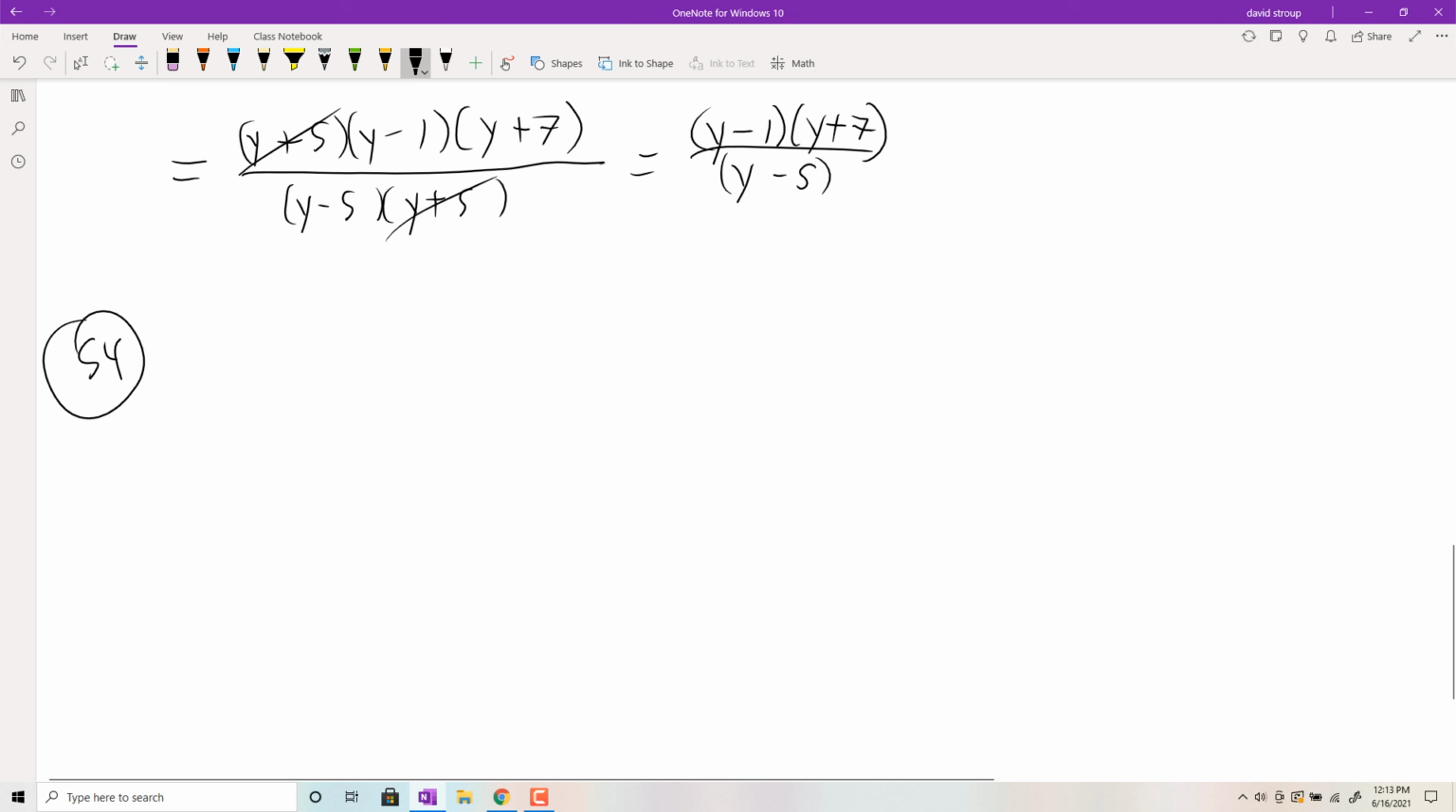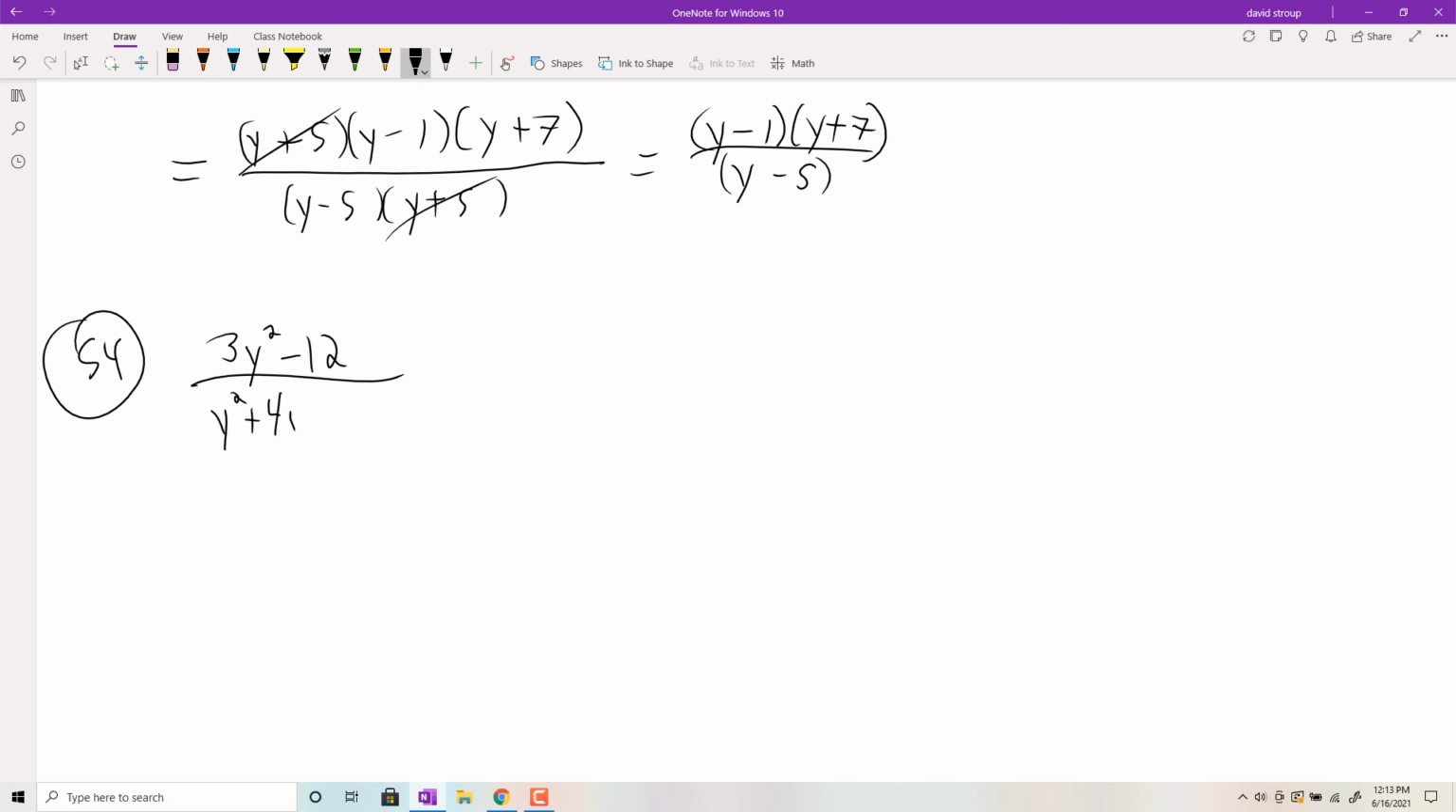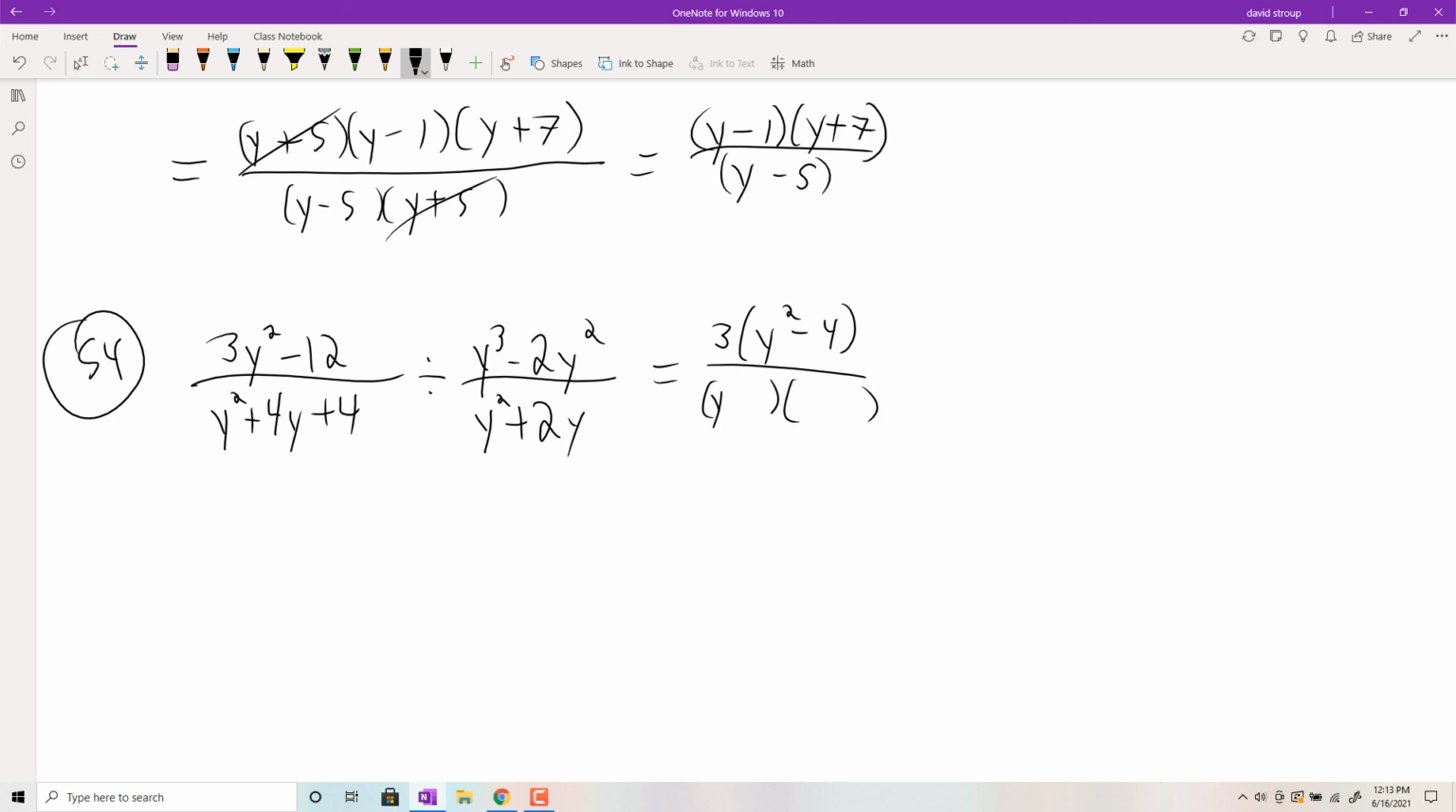Last one in this section, 54. 3y squared minus 12 all over y squared plus 4y plus 4, and then divided by y cubed minus 2y squared all over y squared plus 2y. Okay, here we go. I'm going to go ahead and start factoring. So we have a 3 times y squared minus 4 in the first numerator. That bottom looks like a perfect square trinomial. Y plus 2, y plus 2. Then times, and I got to take the reciprocal.